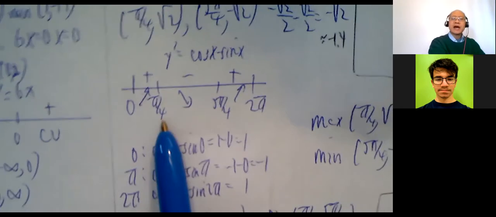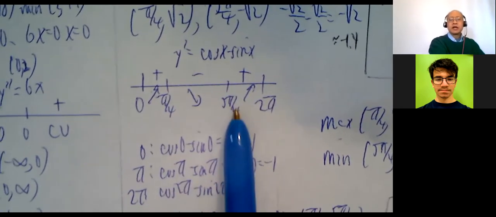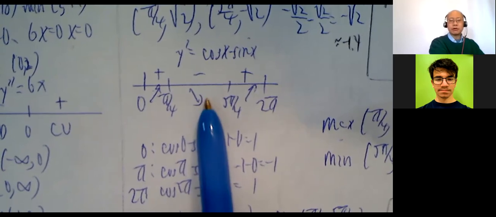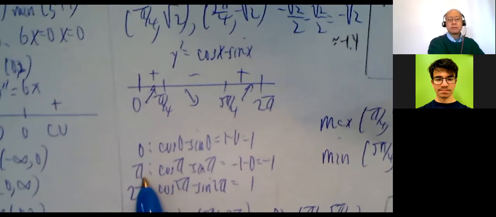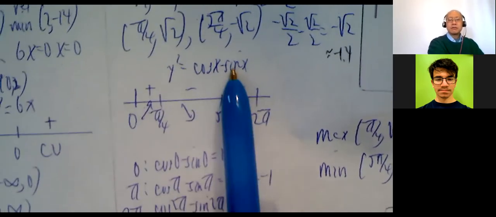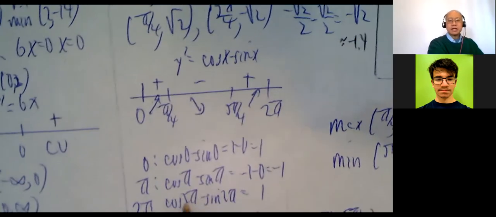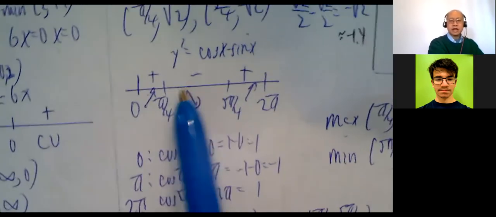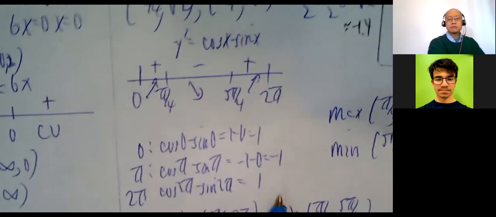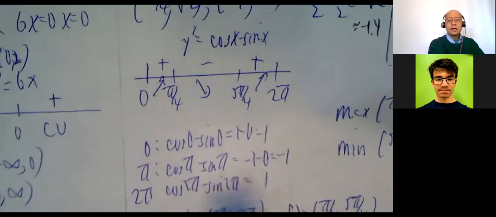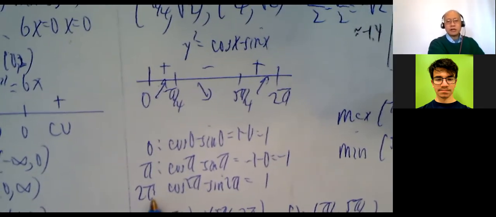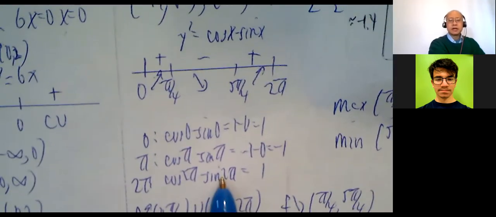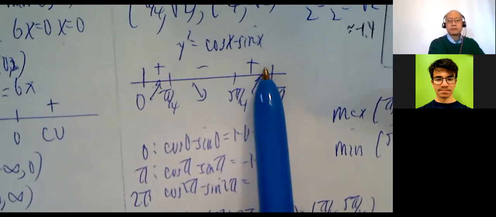Middle region. What's a nice number between pi over 4 and 5 pi over 4? Well, pi. Pi is 4 pi over 4, right? Plug in pi: cosine of pi minus sine of pi. Cosine of pi is negative 1 from trig, sine of pi is 0, so negative 1, which is negative. So put a minus right there. And plug in 2 pi. Well, you already know when you plug in 2 pi, you get the same thing as if you plug in 0, so that's also going to be 1. Cosine 2 pi minus sine 2 pi is 1. Positive.